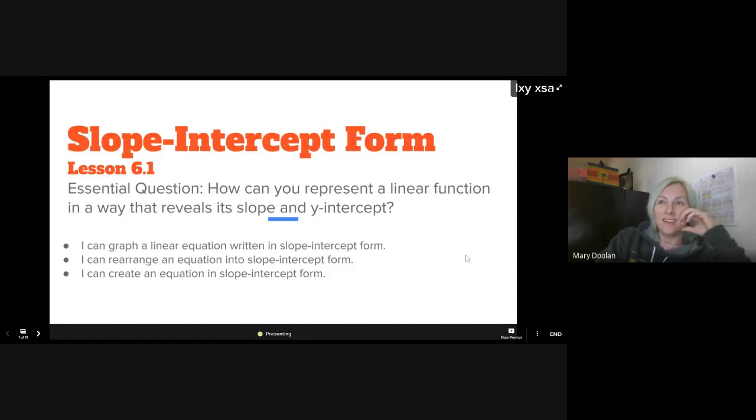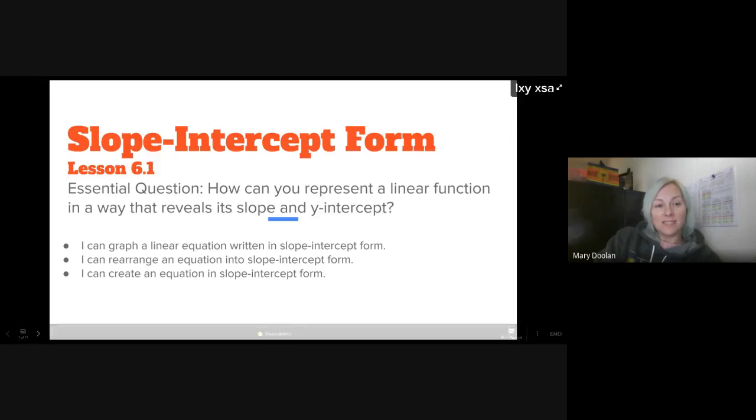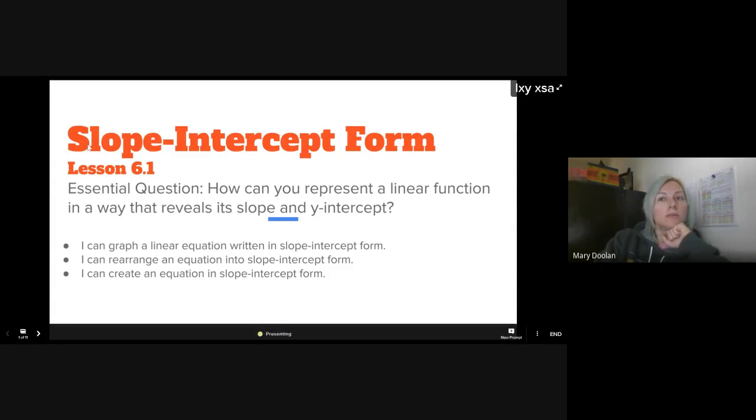So here is our lesson on slope-intercept form. This goes with lesson 6.1 in your text. The essential question: how can you represent a linear function in a way that reveals its slope and its y-intercept? This EQ and the topic are so directly related, like the topic answers the EQ. And you have 3 I can statements that we're covering in this lesson.